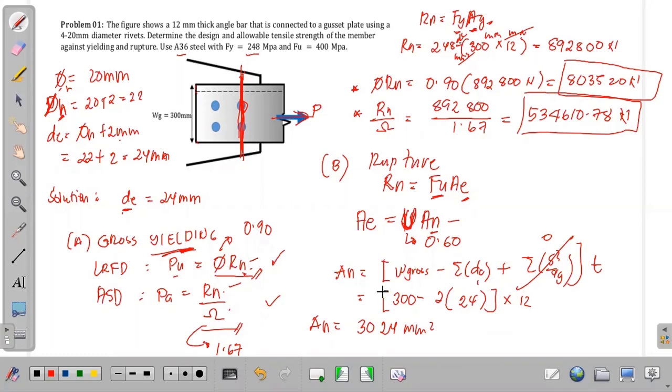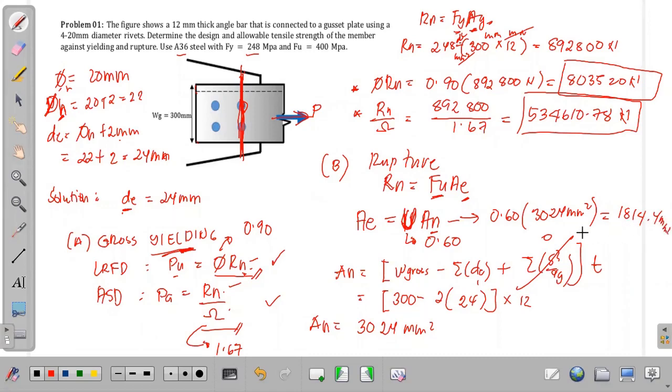Okay? So pagka meron na tayong net area, makukuha na natin yung effective area, which is U 0.6 times the AN 3024 mm squared. So ano na yung magiging AE natin or our effective net area? So 0.6 times 3024, 1814.4, ma'am. 1814.4 mm squared.